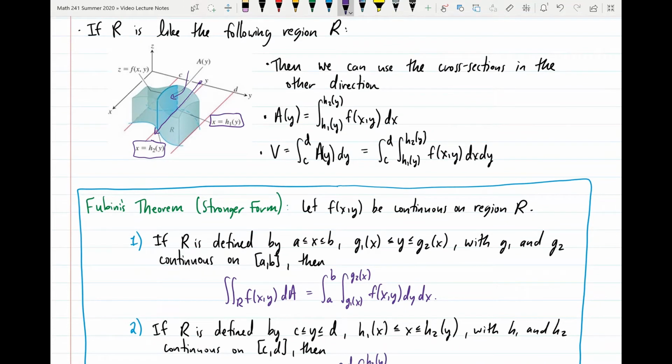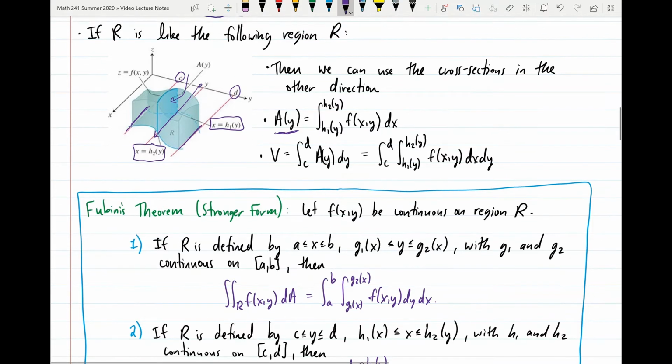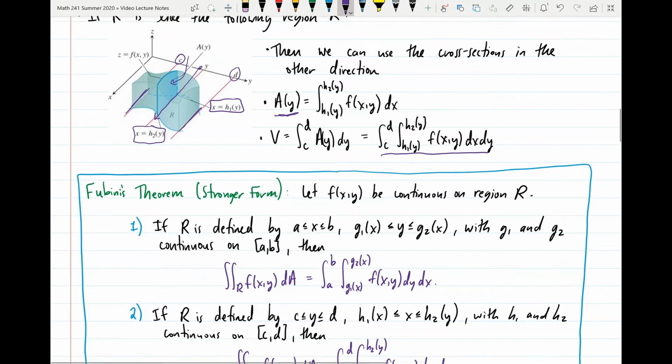So again, that'll give us the area of these cross sections that are perpendicular to the y-axis, and now the volume is going to equal the integral from c to d, because y is going from the constant c to the constant d for our region here. So that's going to be the integral from c to d of A of y dy. And then we can take both of these pieces of information, put them together, and we get this iterated integral: the integral from c to d of the integral from h sub 1 of y to h sub 2 of y of f of x, y dx dy in this case.